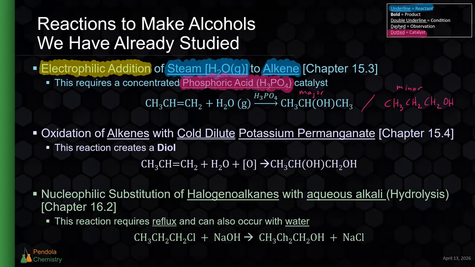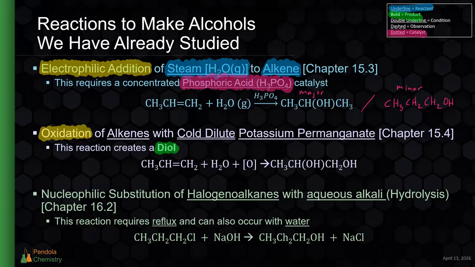Another one of the reactions that we saw in chapter 15 that would create an alcohol was the oxidation of alkenes. Oxidation reactions of alkenes could be done, but they will not just create an alcohol, they will create a diol. So the oxidation of alkenes would create a diol as a product instead of an alcohol. And this is just an alcohol with two OH groups instead of one.